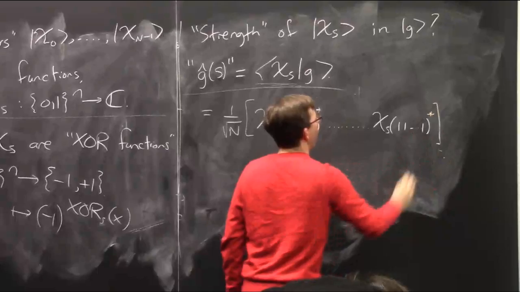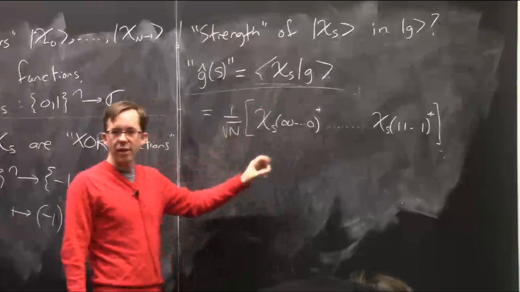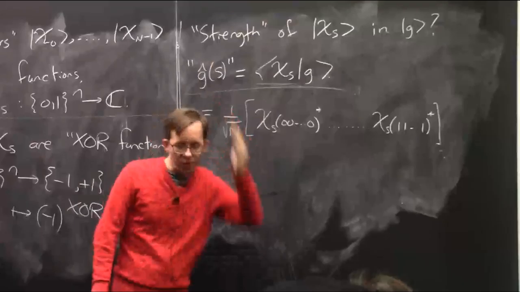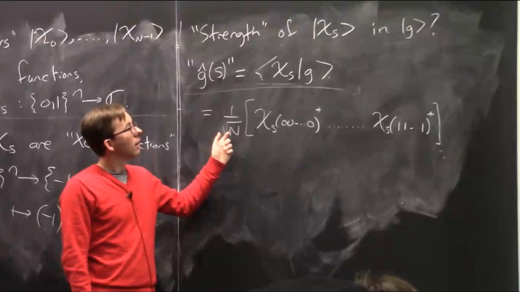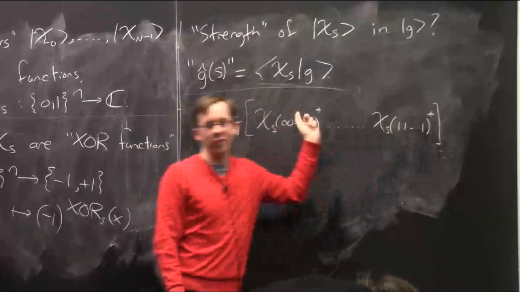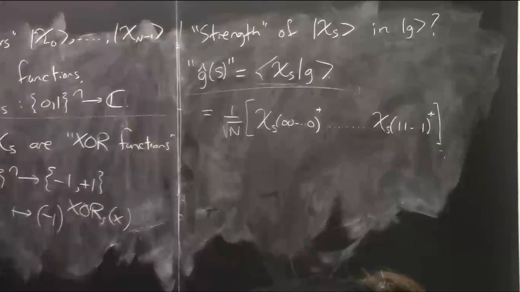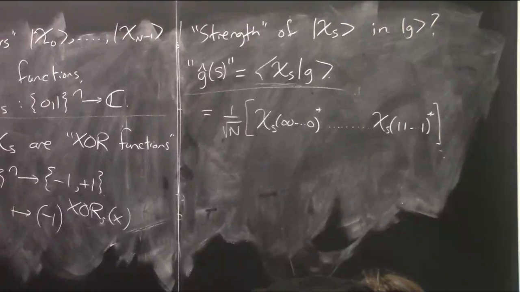So what am I doing here? I'm thinking of chi s as a function, but now I'm using the notation I just erased, where the ket of a function represents listing off all those function values and also throwing in a factor of 1 over root n. Then I made it into a row vector, and I also had to put in these complex conjugate symbols. But don't worry about them too much, because in the case that we're going to think about today, these chi's are plus or minus values, so complex conjugating doesn't do anything. You need them because eventually we'll have a scenario where it makes a minus sign up here, but never mind.